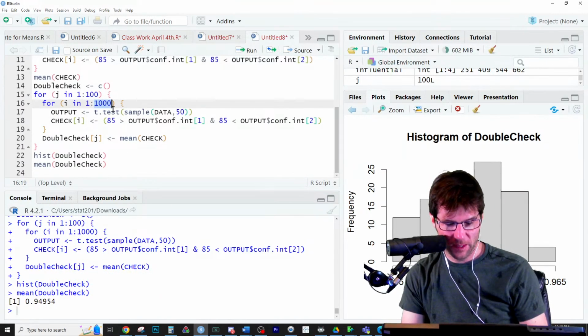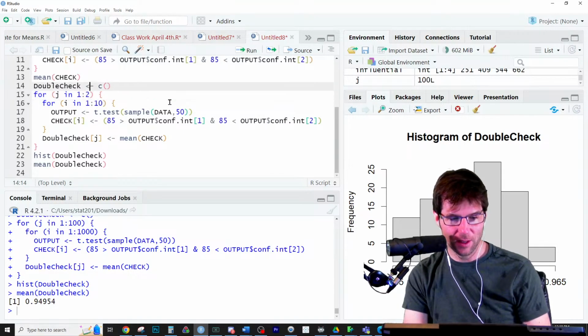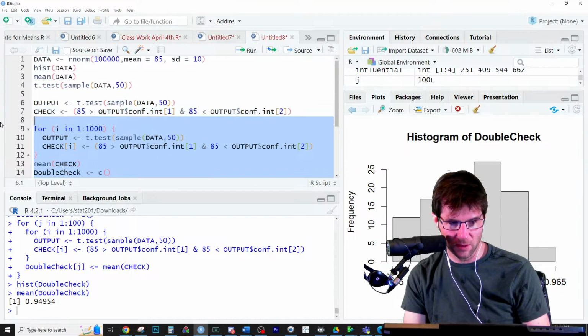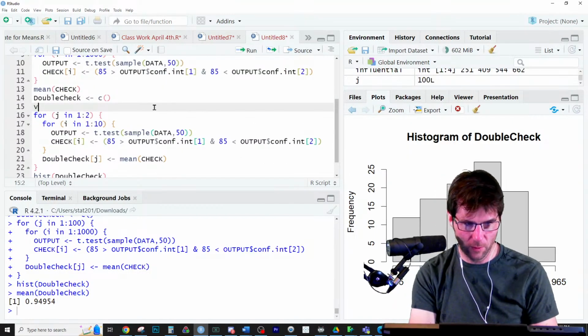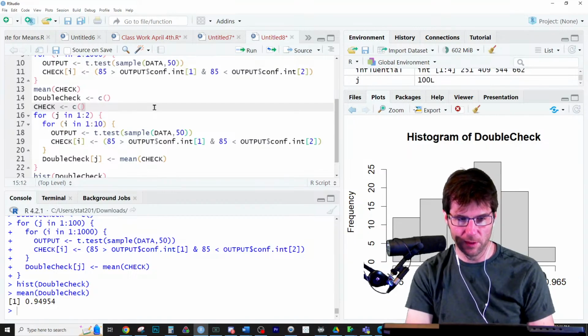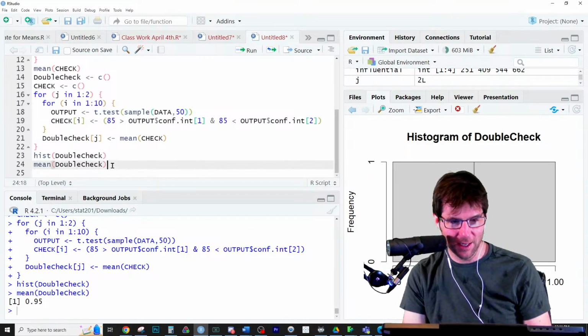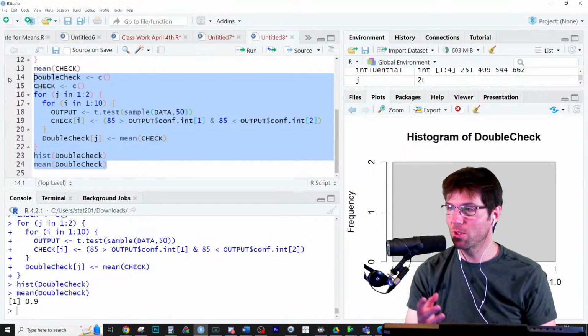Because watch this. If I bring this down here to 10 and bring this to like 2, then watch this. If I rerun all this right here, I have to recreate the data, because let me store here check as its own blank vector because we want it to be blank. That way it redoes it. So now when I do this, what? Exactly 95? No, wait, what? I got lucky there. See how it's 90%?